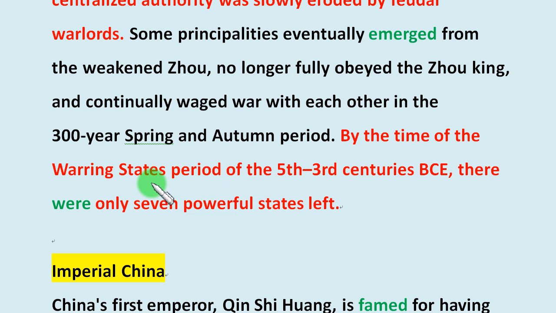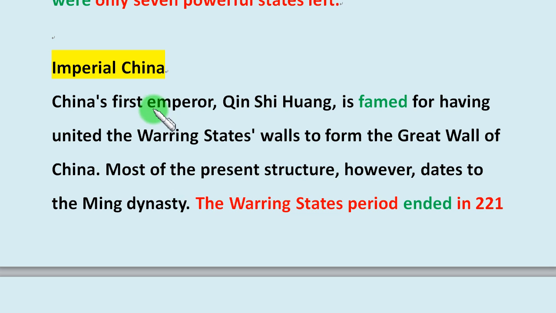By the time of the Warring States period of the 5th to 3rd centuries BCE, there were only 7 powerful states left. Imperial China. China's first emperor, Qin Shi Huang, is famed for having united the Warring States to form the greatest war of China.